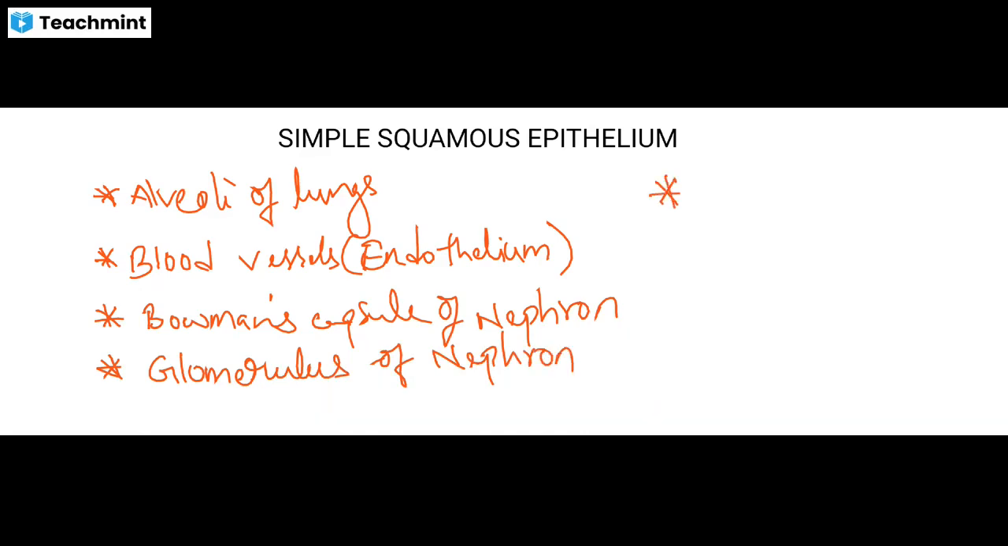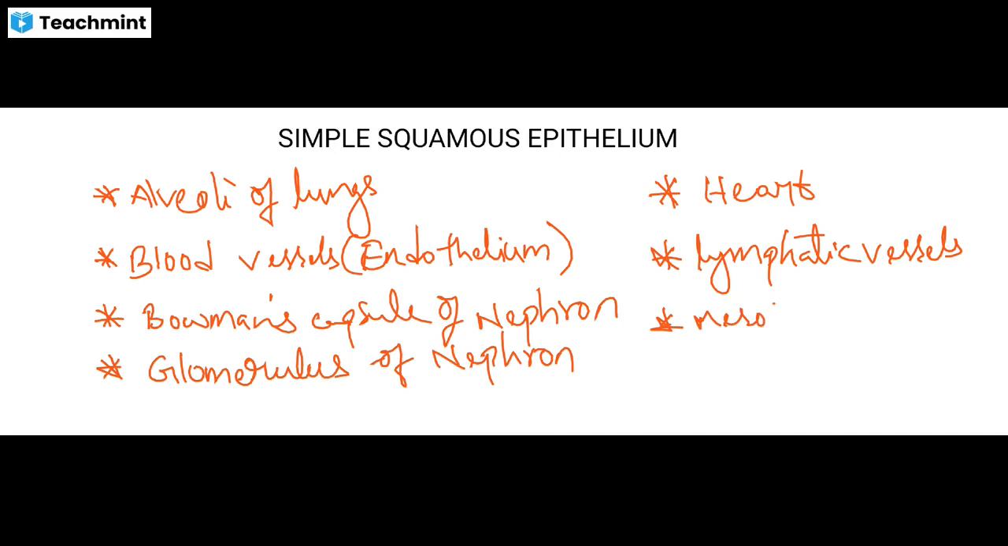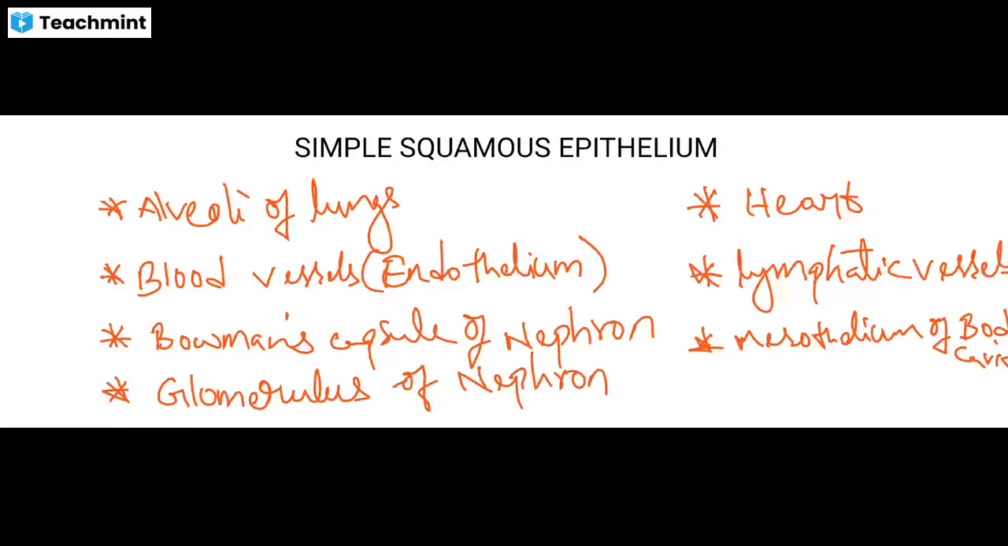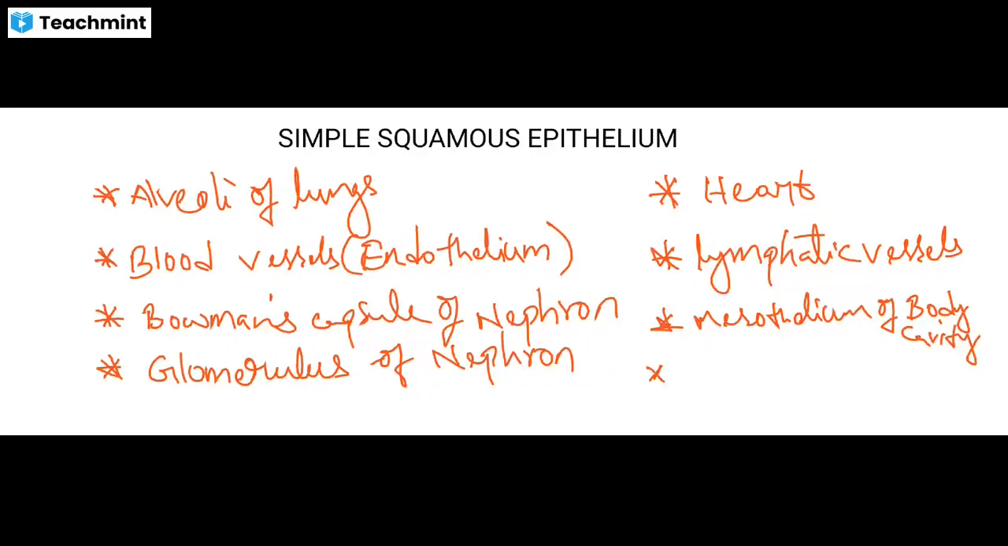Simple squamous epithelium is also seen in the heart, lymphatic vessels, and the mesothelium of body cavities. Mesothelium is also seen in the epithelial lining of serous membrane.